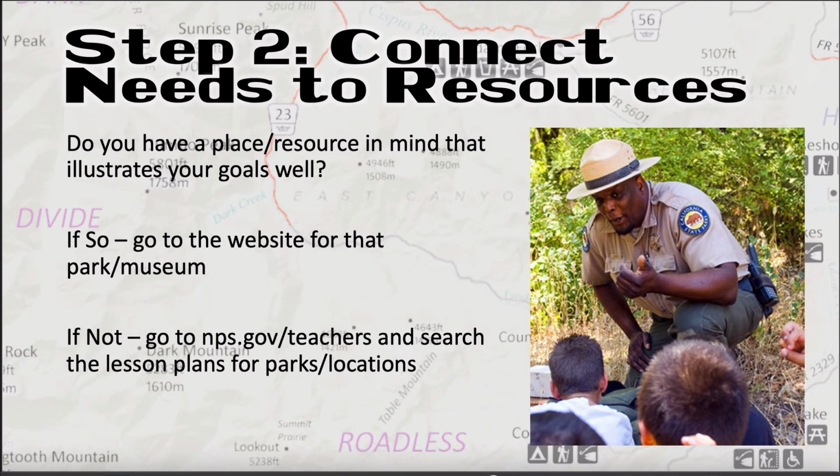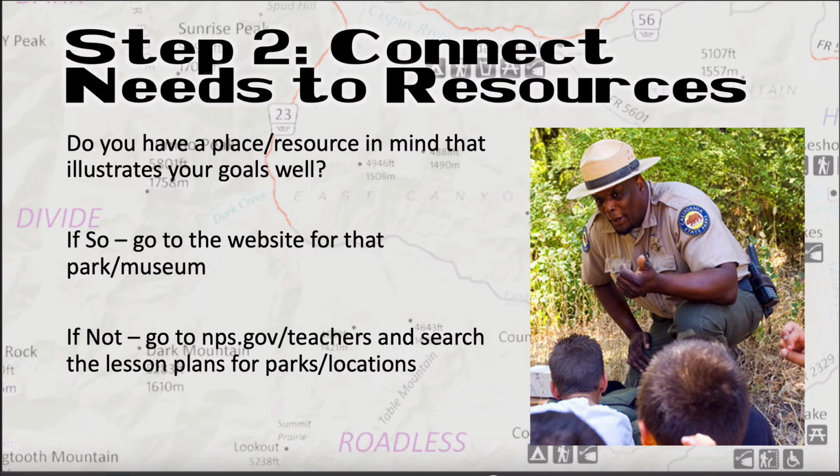Now, let's say you are having trouble. You're blanking, coming up with, okay, well, I really want to teach the geologic timescale, but I don't know a place where that is something that could be observed. Well, if you can't think of a place, it's easy enough. You just go to the website for that park or that museum and you start pulling resources off of it. If you can't think of one, here's what I'm going to suggest you do. Go to nps.gov/teachers. Type in the concept or the learning goal and see what parks have resources and lesson plans connected to that place. That's where you are going to connect needs to resources, because we want there to be a place where needs and resources are getting connected. That's where you do it.